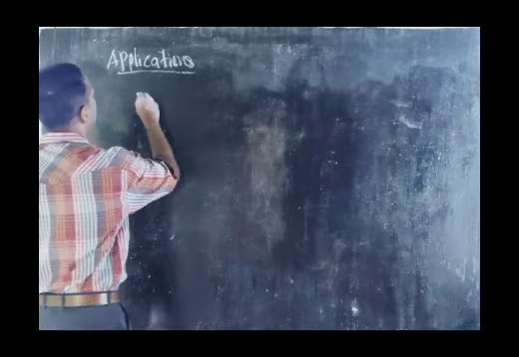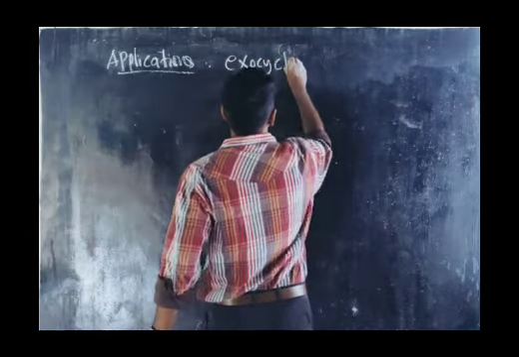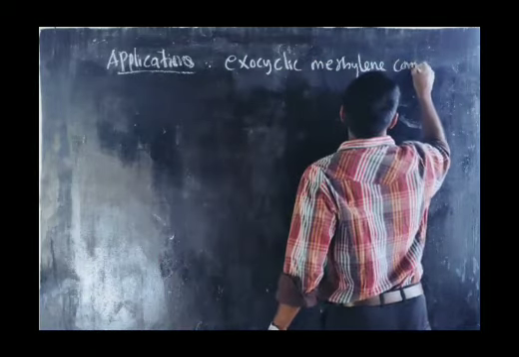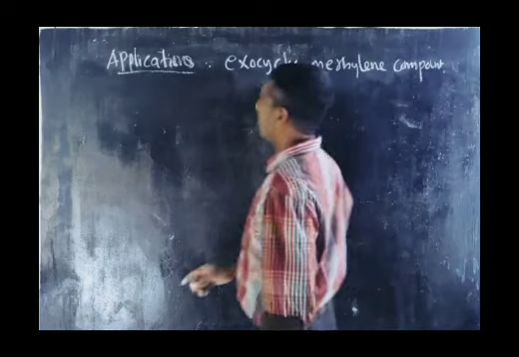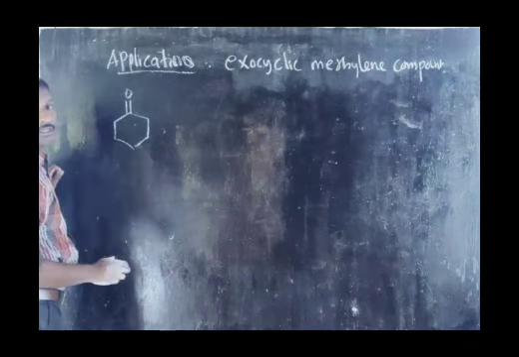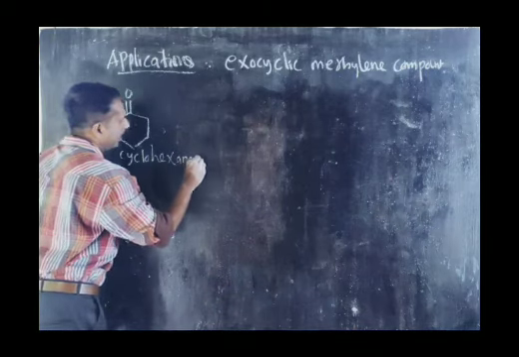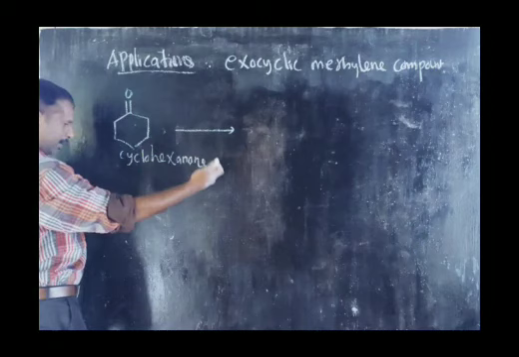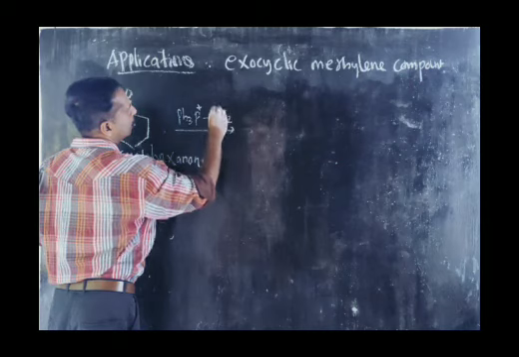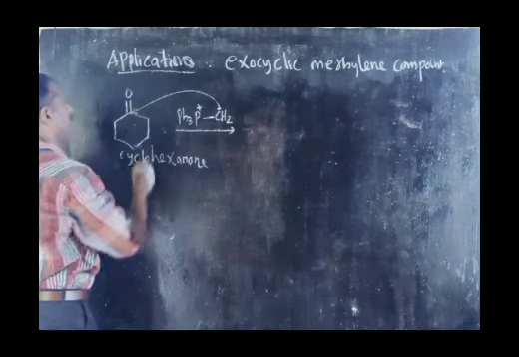That means preparation of an exocyclic methylene compound. Look at here. What is this compound? Cyclohexanone is treated with our Wittig reagent, Ph3P+–CH2−. What is the first step? This CH2− will attack this positively charged carbon.